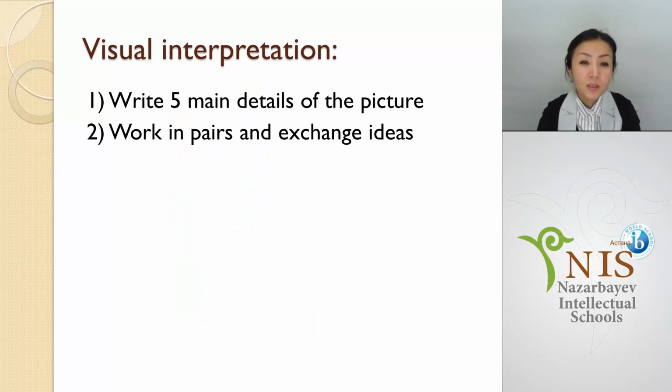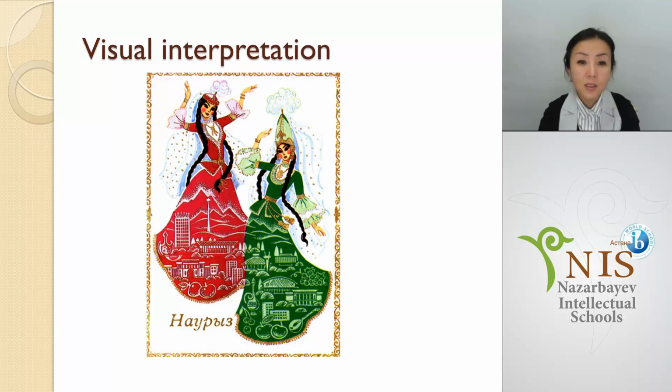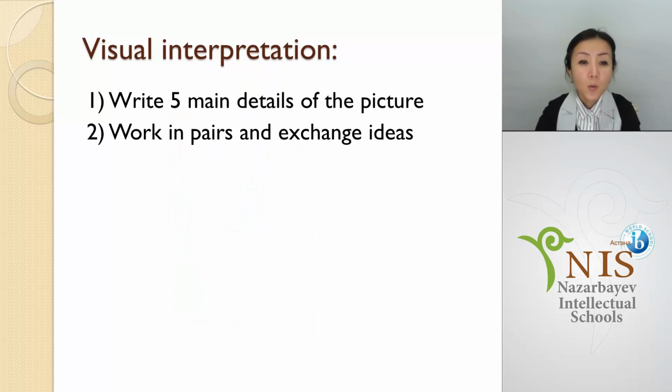As I said before, this visual interpretation activity can consist of 2 steps. First, write 5 main details of the picture. As you can see here, they need to find 5 main details of the picture. Second, work in pairs and exchange ideas. So then they go to their pairs, and maybe these can be groups, and they can start exchanging their own ideas within the pair or within the group.